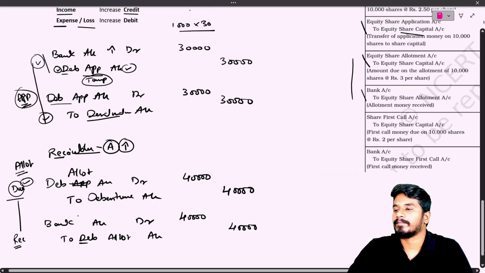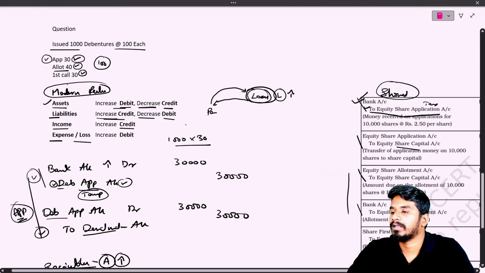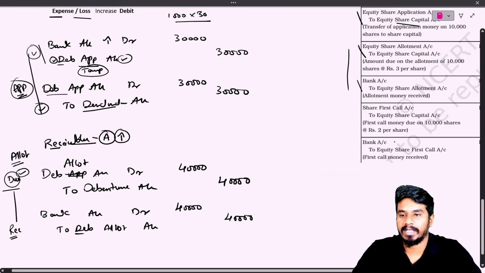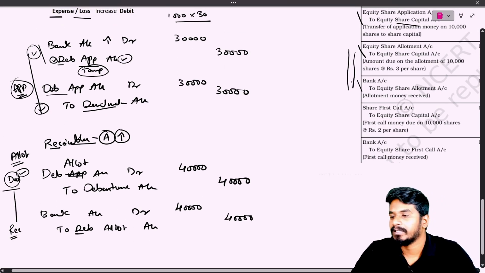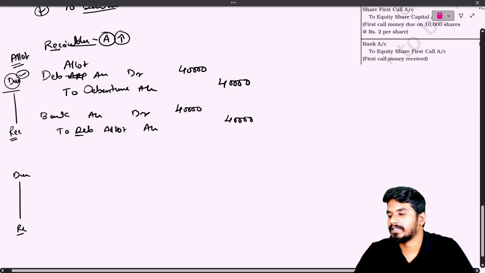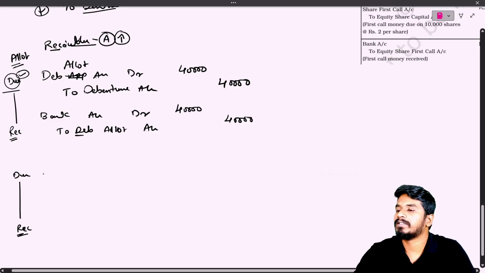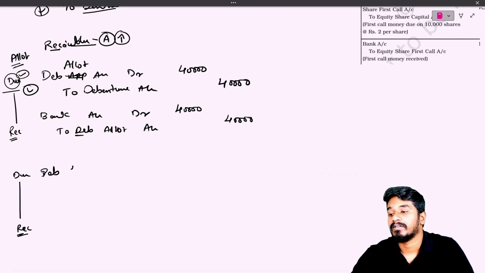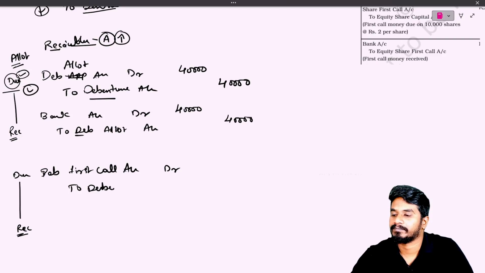Now the third thing we have is the first call, that is 30,000. Here also it is the same entry as allotment, which I have already explained; you can re-verify it. In the first call also there are no changes. The same thing: first we will make it due, then we will receive it. So what is the entry for due? The same thing: debenture first call account will get debited, and we will transfer it to the debenture account.